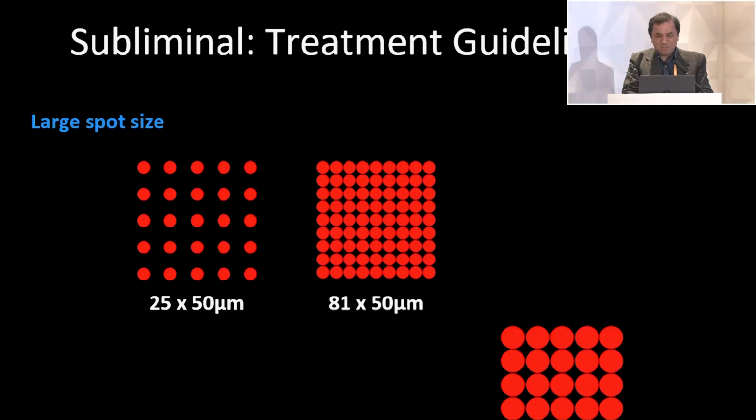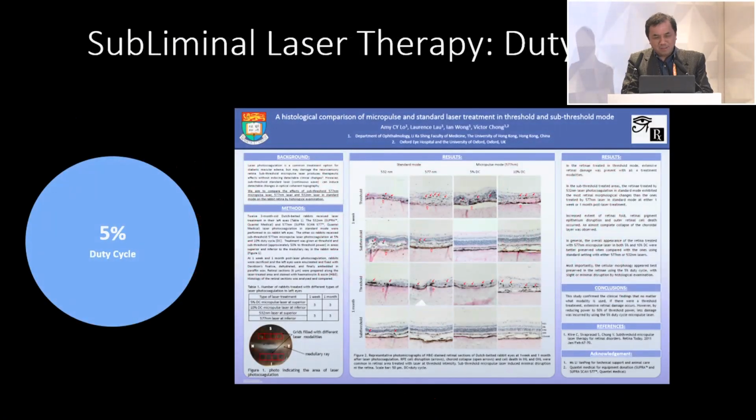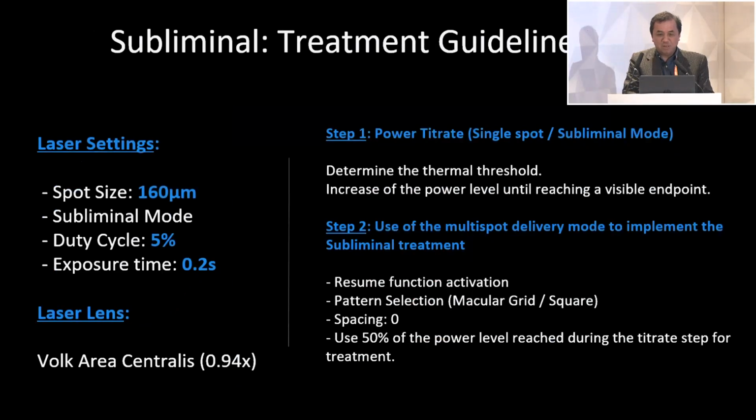Let me skip this. And finally, talking about the duty cycle: in the past, because of the technology, the first one was a 15% duty cycle, then they came down to 10%, and now down to 5%. The reason is that in animal studies, this is a poster that Victor Chong presented at ARVO many years ago, you can see that the lowest iatrogenic damage in the rabbits occurred with the 5% duty cycle when compared to other duty cycles. So it's just safer.